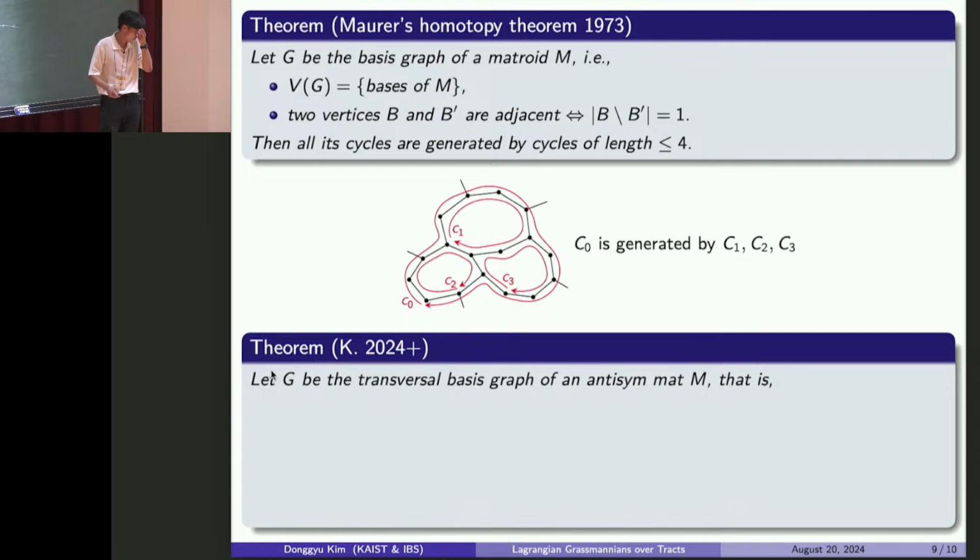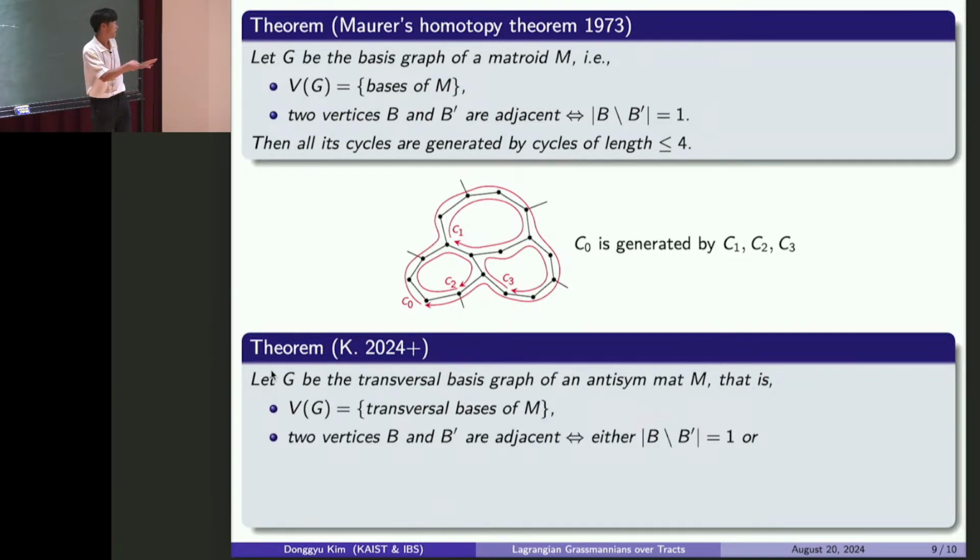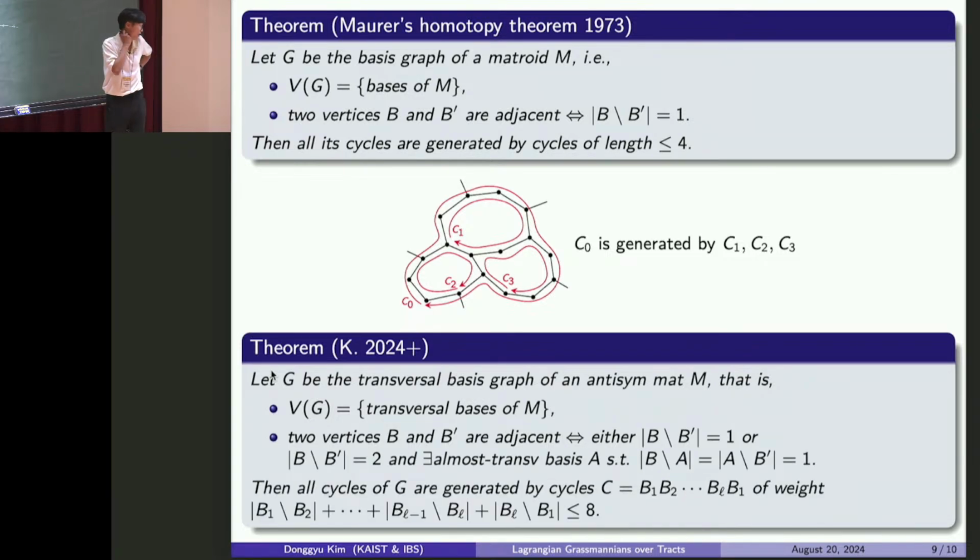And we have a similar result for the antisymmetric matroid. I will not define exactly what the basis graph of the antisymmetric matroid is, but roughly speaking it is also quite related to the basis polytope. If we consider its one skeleton and, by a certain rule, attach two-cells along the cycles, then we can guarantee that these two-complexes are simply connected. And this is a very useful inductive tool for proving our theorem for the antisymmetric matroid with coefficients.